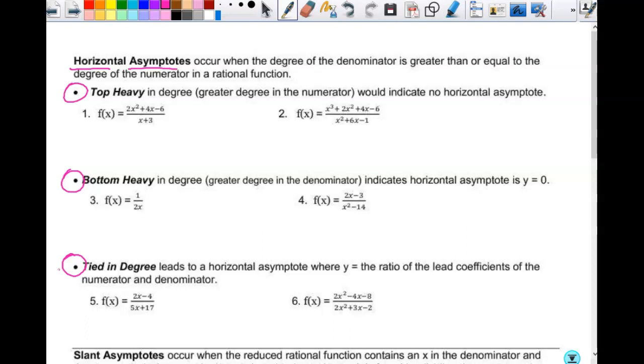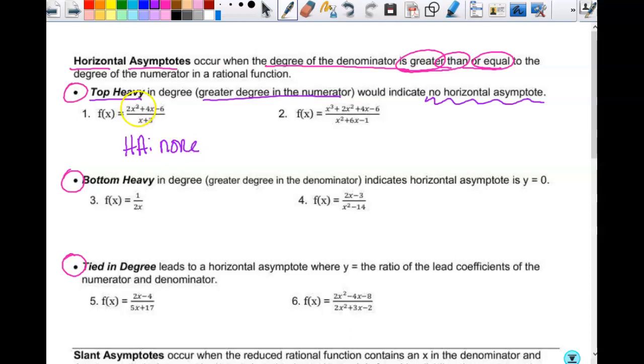Vertical asymptotes occur when the degree of the denominator is greater than or equal to the degree of the numerator. So if it's top-heavy, it's not greater than or equal to, right? The numerator would be greater when it's top-heavy. So if it's top-heavy in degree, greater degree in the numerator would indicate no horizontal asymptote. If the degree in the numerator is bigger than the degree of the denominator, for your horizontal asymptote, the answer is none.